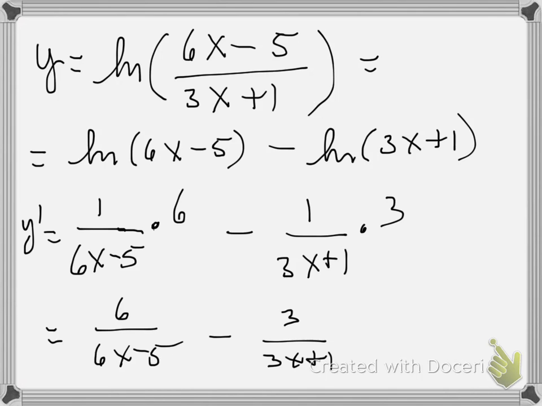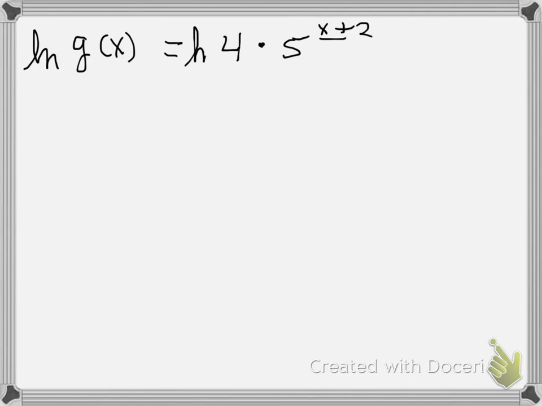Alright, let's take a look at one that I'm guessing is probably giving you guys fits. g of x equals 4 times 5 raised to the x plus 2 power. Now I know that you're all thinking, Mr. Hintz, what are we going to do with this? Well, I got a variable in an exponent and I don't like that, but I know how to get rid of exponents. I'm going to take the natural log of each side.